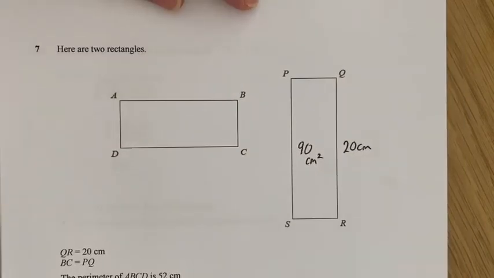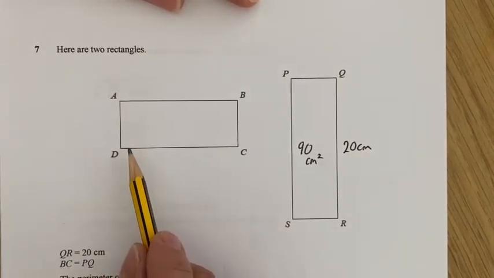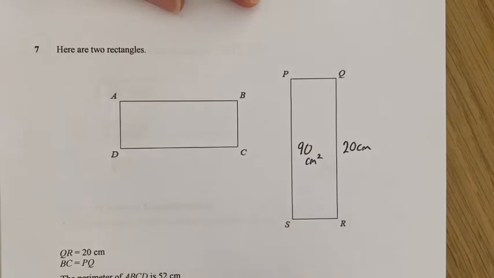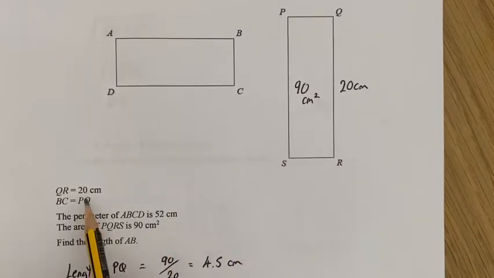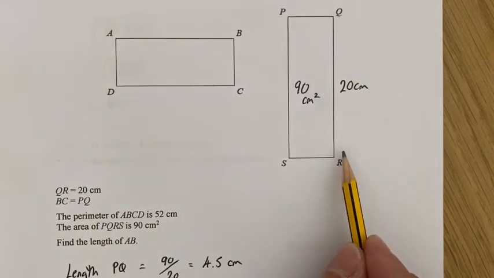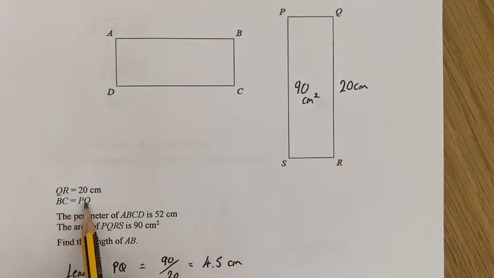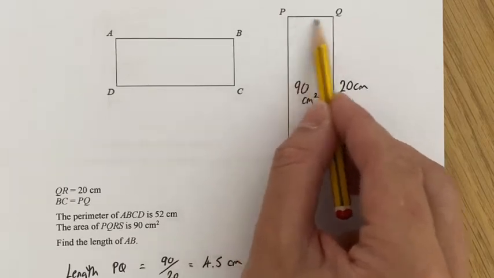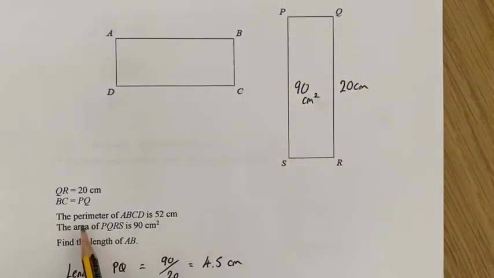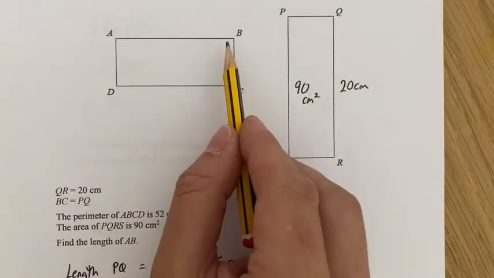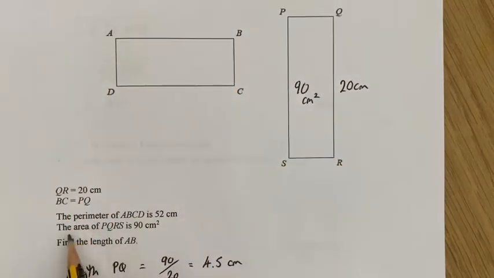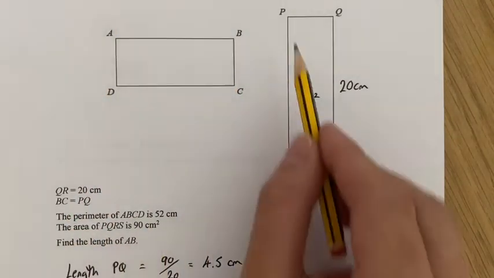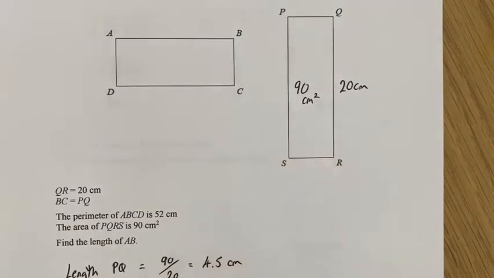Question 7. We've got 2 rectangles, A, B, C, D, and P, Q, R, S. We're told in the question that QR is 20, so that's why I've written that on there. We're also told in the question that BC equals PQ. So we know that this length is exactly the same as this length, okay? We're told that the perimeter of ABCD is 52, and we're told the area of PQRS is 90, which is why I put the 90 on there.